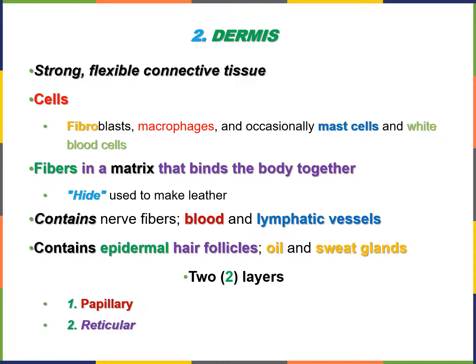Here we've got a lot of nerve fibers, the blood supply, remember, the main blood supply, then branches of it going in from the hypodermis, and a lot of lymphatic vessels. Here also we'd find the epidermal hair follicles along with the oil and sweat glands. The dermis has two layers, the papillary and the reticular layers.